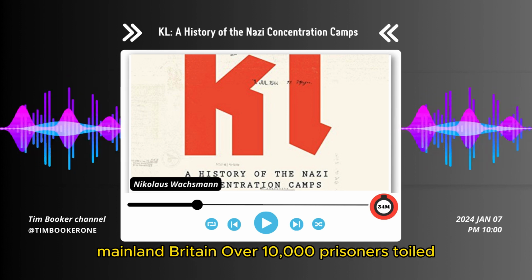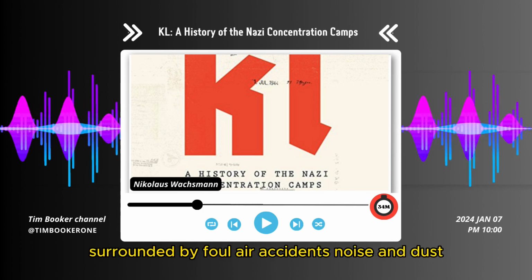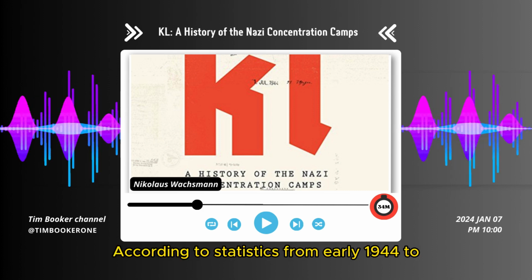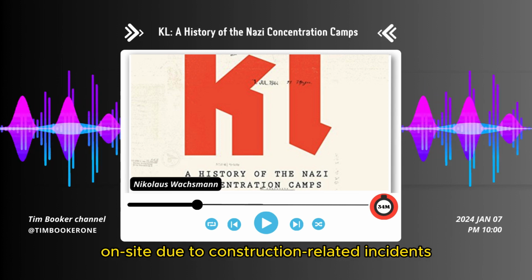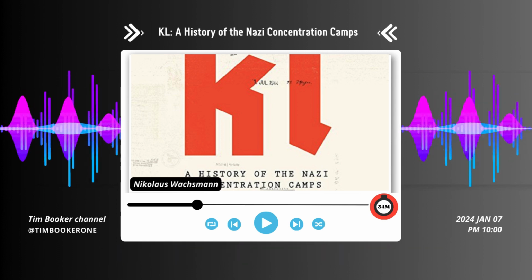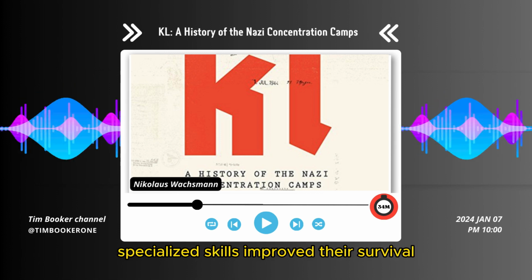Over 10,000 prisoners toiled in these dark tunnels, working continuously, surrounded by foul air, accidents, noise, and dust. According to statistics, from early 1944 to March, over 1/3 of the prisoners died on site due to construction-related incidents. Only a minuscule number of prisoners with specialized skills improved their survival conditions through such labor.